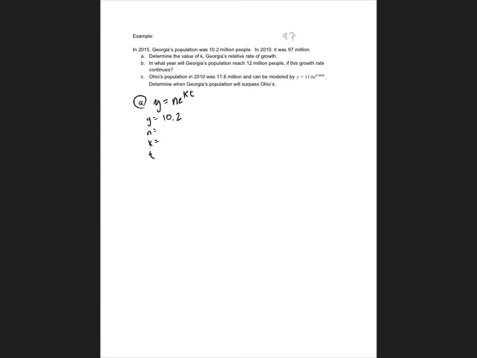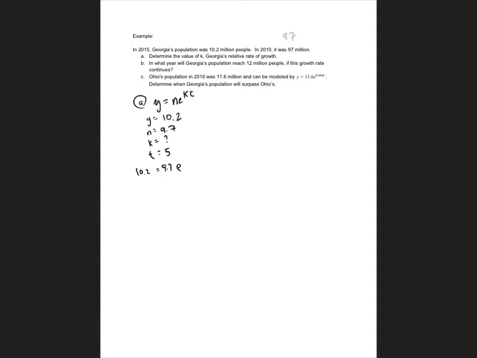Now I could write out million, but I'm just going to treat this as if all the populations are millions and deal with the smaller numbers. In 2010, it was 9.7 million. So we started in the time period which we're looking at with 9.7 million. So that's n. And then over the course of this beginning and end, 5 years passed. It went from 2010 to 2015. So my time here is 5, and k is what I'm looking for. So I'm going to plug everything in.